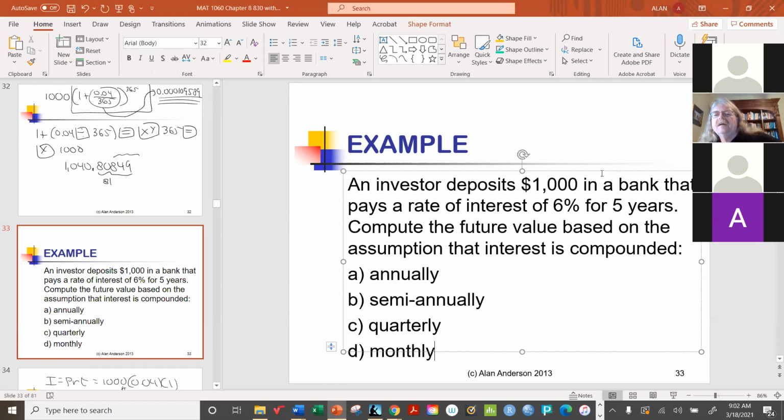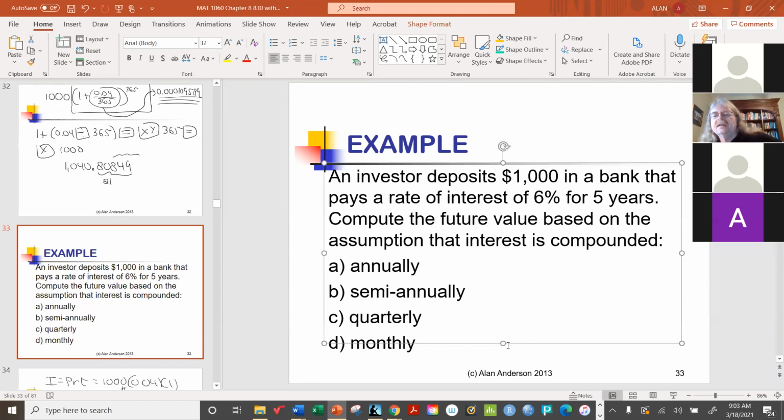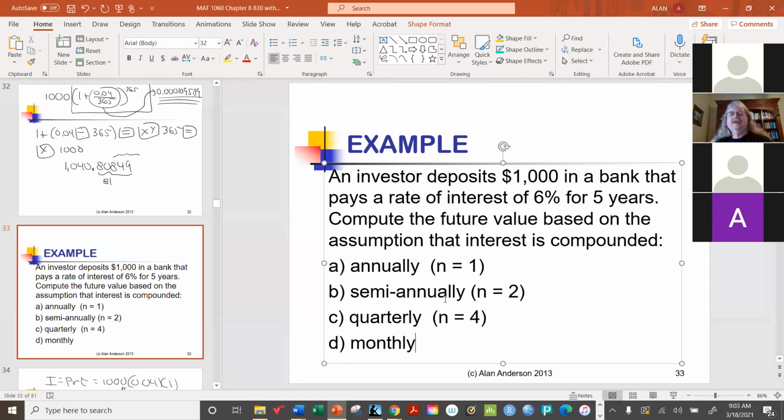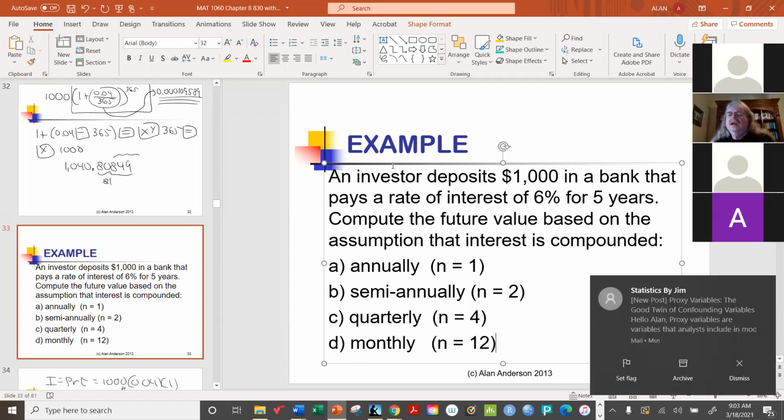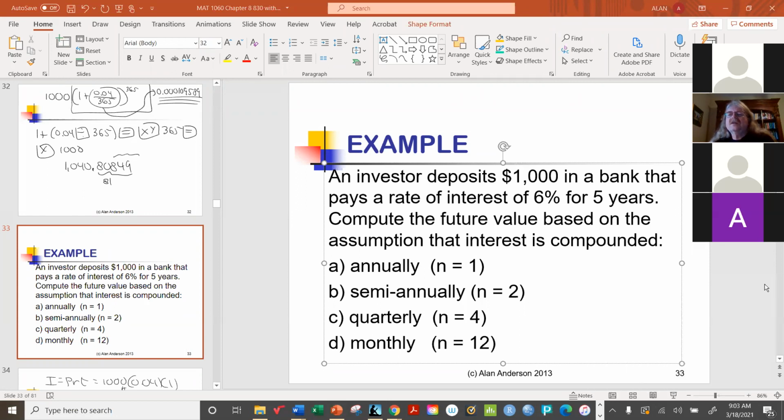Now this time, obviously the n's mean the same thing they did before. For example, annually means that n equals 1. Here n equals 2, n equals 4, and then finally here, n equals 12. So we'll avoid the nightmare of the daily one. All right, so let's do this now. The number should be a little bigger because you're keeping the money there for 5 years rather than 1 year, and also the interest rate is a little bit higher. So your number should be a bit bigger.